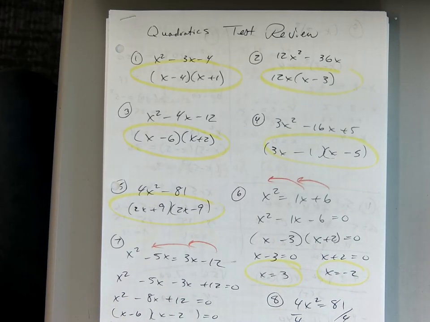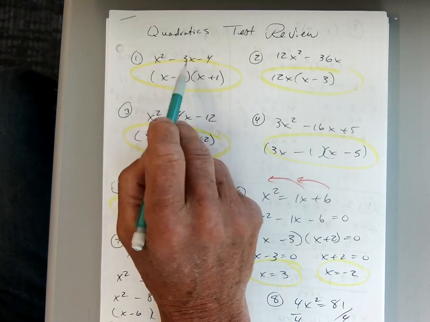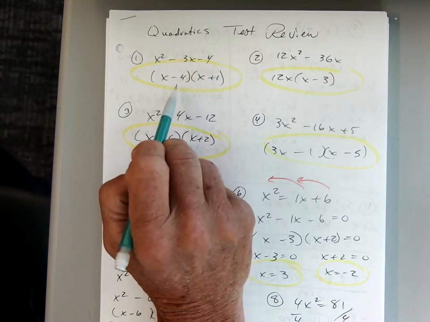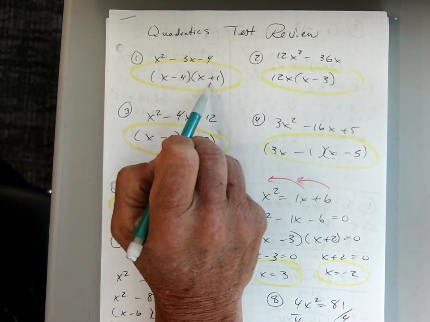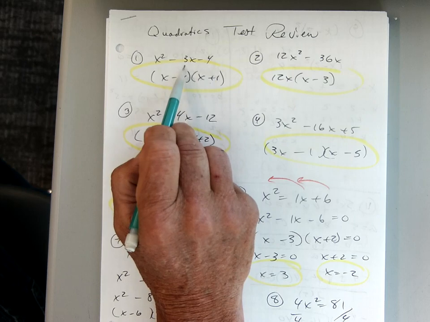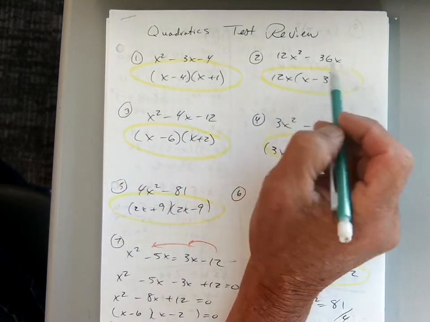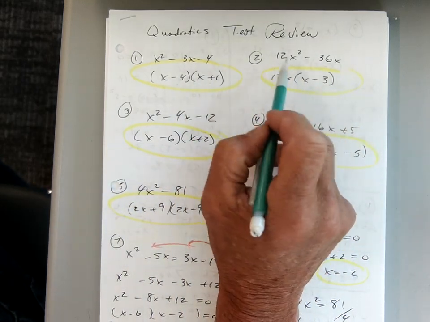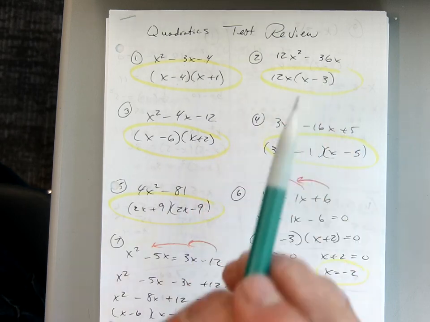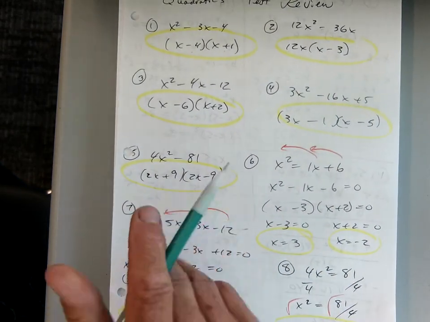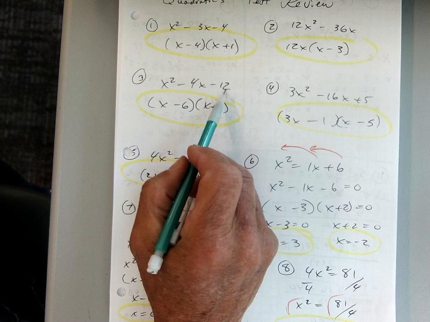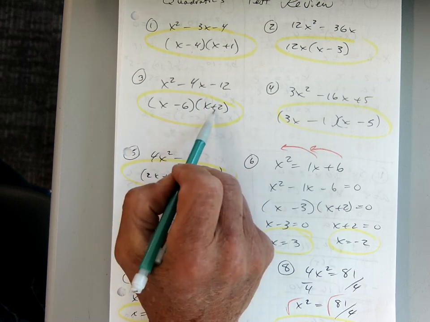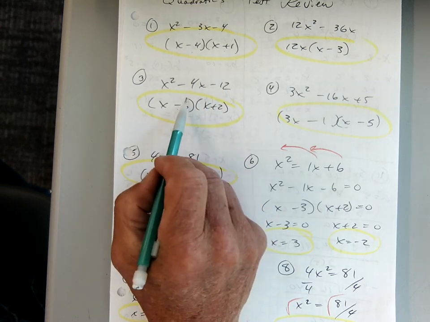Here we go. So number one, I'm going to factor x squared minus 3x minus 4 into (x minus 4)(x plus 1), because that multiplies to make negative 4 and adds to make negative 3. Number two, I'm going to common factor out of 12x. So if I common factor out of 12x, I'd have an x minus 3. Number three, I need the multiples of negative 12: negative 6 and positive 2. They will also add up to a negative 4.